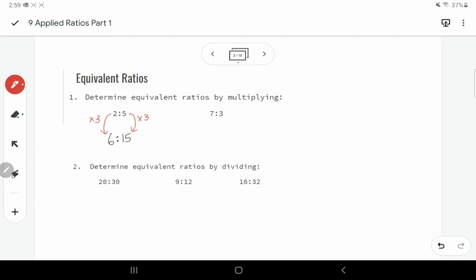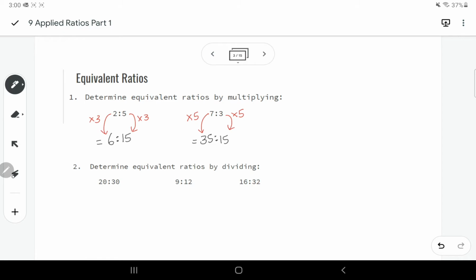And the next ratio here is 7 to 3. So I'm going to multiply by something different. I might multiply here by 5, but you guys could pick something totally different. You could pick multiply by 8 or by 17 or anything. So 7 times 5 gives me 35, and 3 times 5 gives me 15. And those would be equivalent ratios to the ones that you started with.